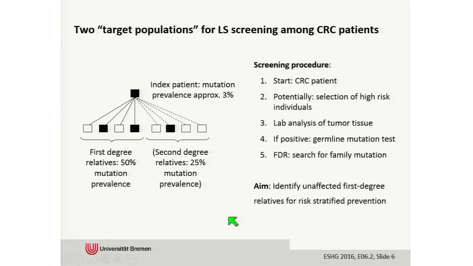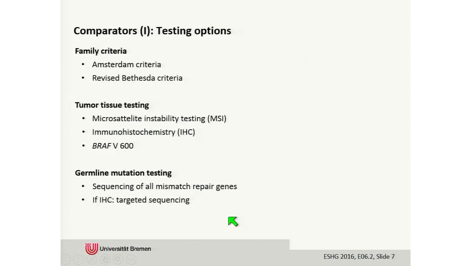Because what you do in Lynch syndrome screening, at least in the approach we assessed here, you start with colon cancer patients, and you could potentially select high-risk individuals among them. Then you could do a lab analysis of the tumor tissue. If positive, you can do a germline mutation test. And finally, what you ultimately want to do is to detect a causative mutation and search for this mutation among first-degree relatives to help them undergo increased prevention and prevent their Lynch-associated increased tumor risk. So this was the issue of target population.